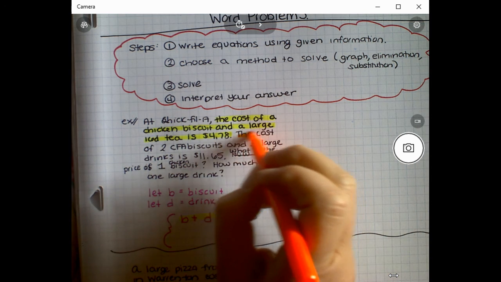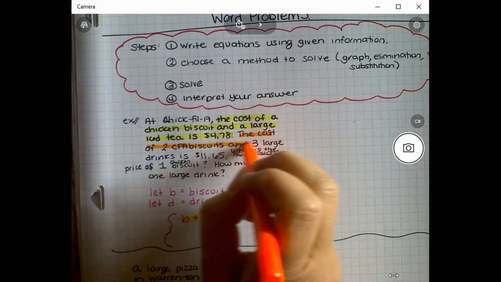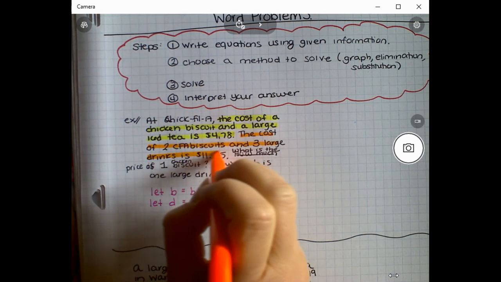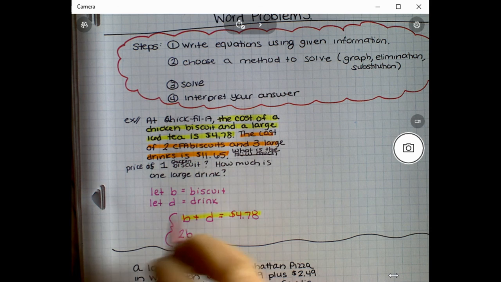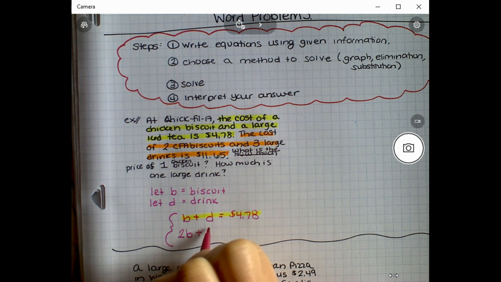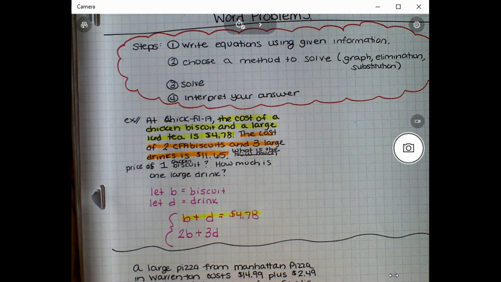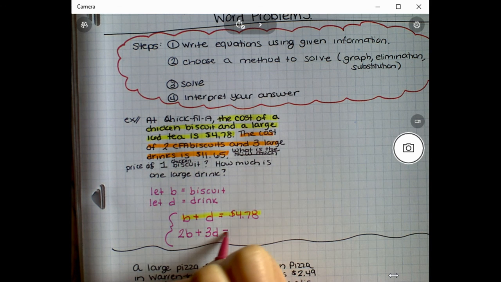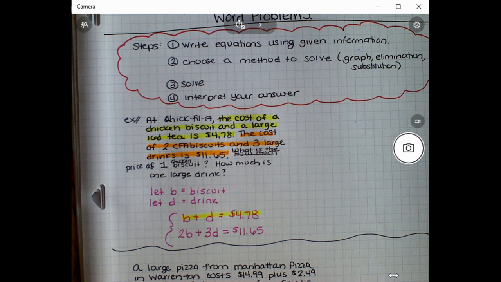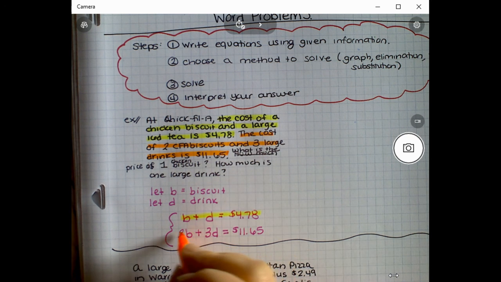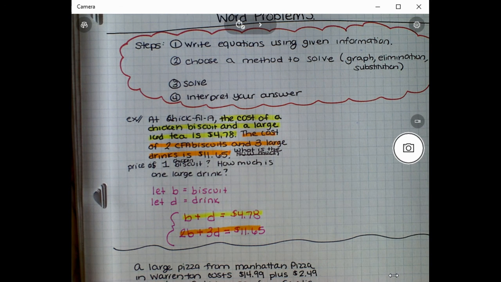We also know the cost of two biscuits and three drinks is $11.65. So we're going to turn that into another equation. This time we have two biscuits, 2 times biscuit, and three drinks, 3 times drink, equals $11.65. Okay? So that's an example of how you would turn the words into math, into equations.